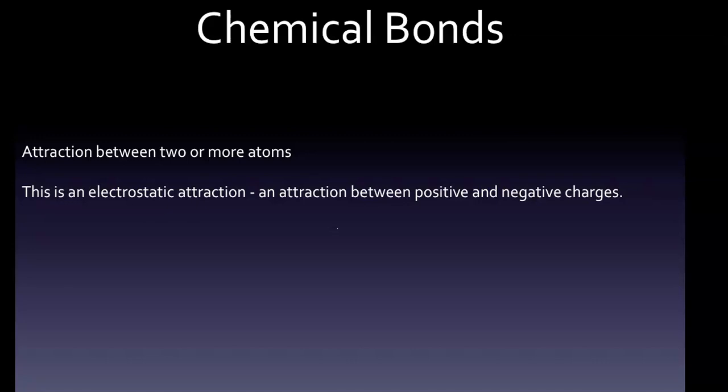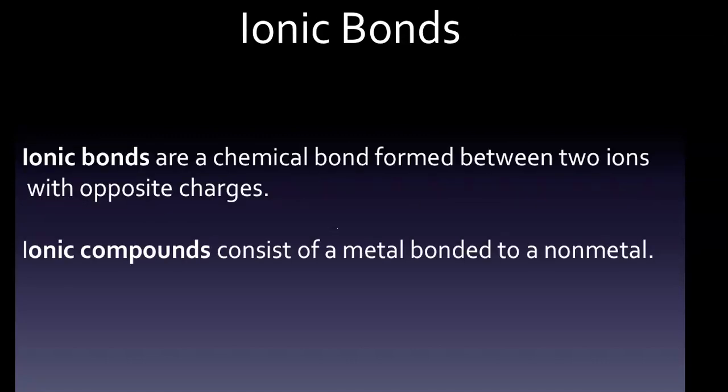Basics on chemical bonds. A chemical bond is an attraction between two or more atoms. This is an electrostatic attraction, which is an attraction between positive and negative charges. In each atom, there are positively charged protons in the nucleus and negatively charged electrons orbiting around the outside. It's the interaction of these charges that causes atoms to stick together with chemical bonds. And then we want to jump into ionic and then covalent.